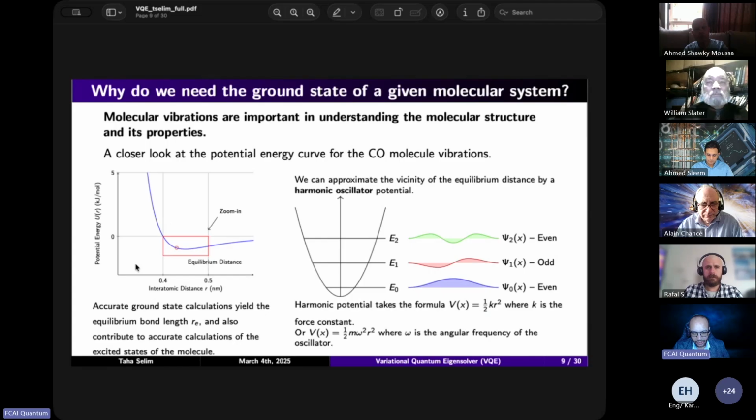Here is a close look. So we see here the potential energy surface of CO. If we zoom in about this global minimum of the curve, we can approximate it as a harmonic oscillator. And we can use this to construct the Hamiltonian. So if we come here, this tiny bottom of the curve is sort of a parabola, and this we call a harmonic oscillator.